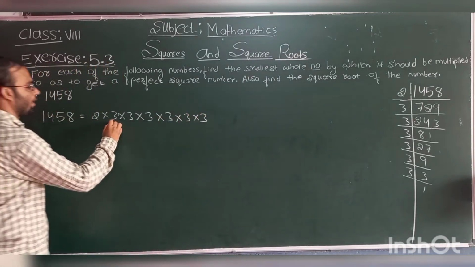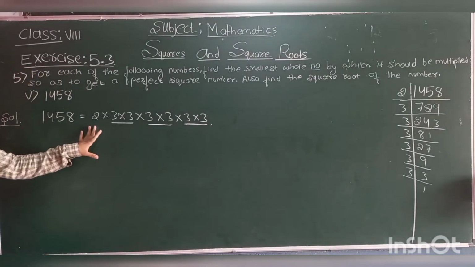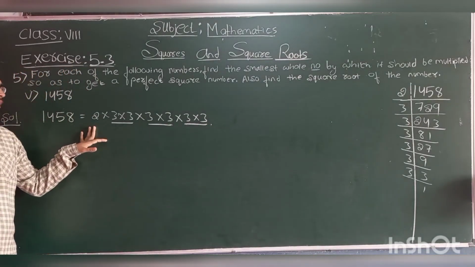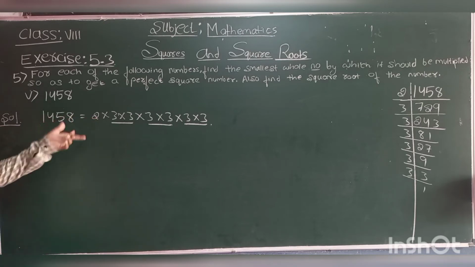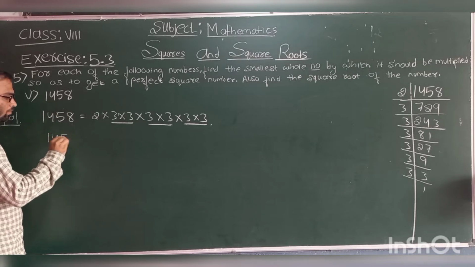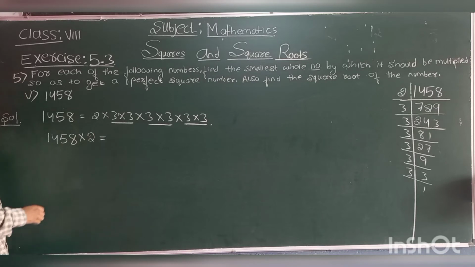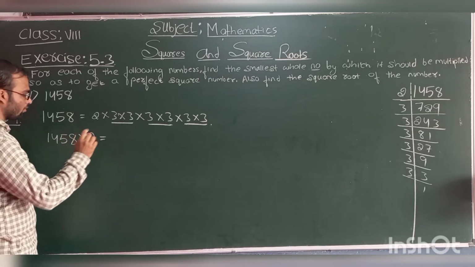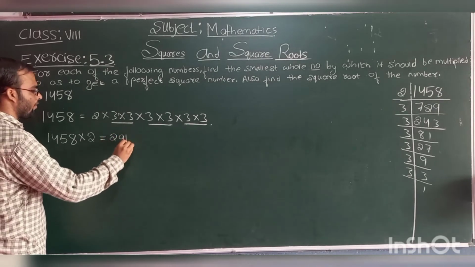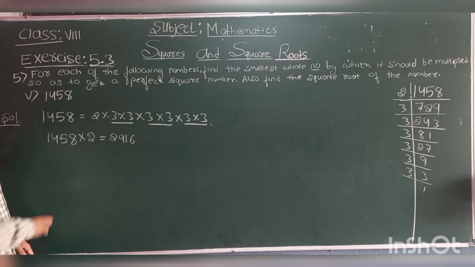Okay, now we'll start pairing. Look here, students. As 2 does not have a pair, when we multiply 2 to this number, we will get a perfect square. That is, when we multiply 2 to this number, what will we get? 2916. Okay, 2916.